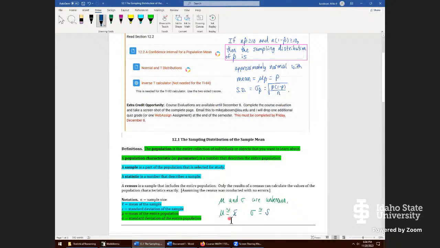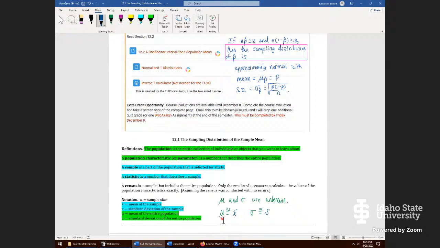So right here, we're going to try to give a confidence interval procedure, and that will be section 12.2. But before we can do a confidence interval for mu, the population's mean, we need a brand new central limit theorem. And so that's why we're here. We're going to take a look at the sampling distribution of x bar as opposed to p hat.